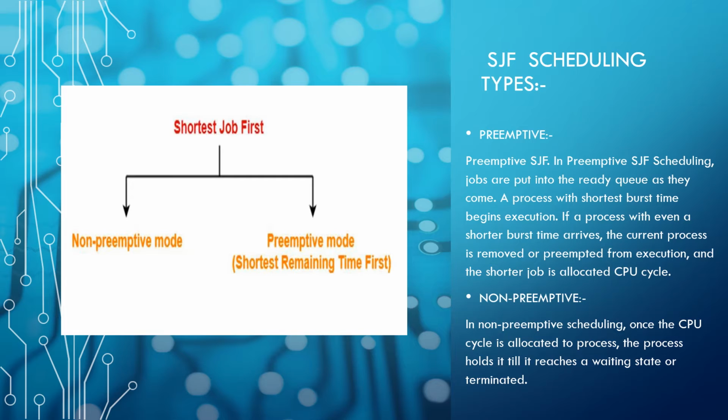Next we will see non-preemptive. In non-preemptive scheduling, once the CPU cycle is allocated to a process, it will hold it until it reaches the waiting state or is terminated. If we have selected a process, till it finishes, we can't make it terminate.